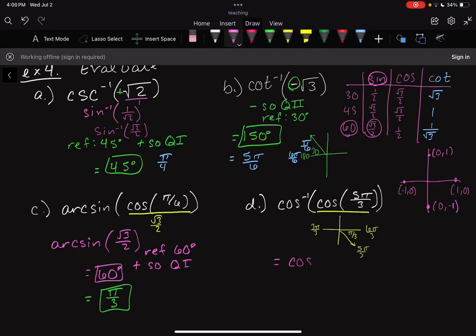So this becomes cosine inverse of 1 over 2. Now we have to check, it's in quadrant 4, so should it have been positive or negative? Cosine is positive in quadrant 4, so it'll stay positive. But that would be something you want to be careful about there. Now we do cosine inverse of a half. Because it's positive, I want an angle in quadrant 1. My reference is 60. So my answer here is 60 degrees, or pi over 3.